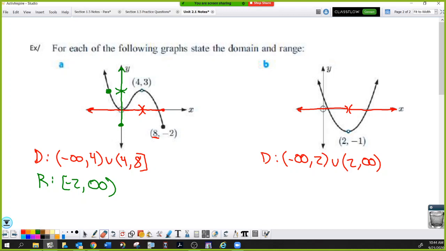Now this one's range tries to begin at this y value, but it doesn't actually hit it because of the open dot. But it does cover everything above it. So its range would try to begin at -1, but cannot actually hit it, and then shoot up to infinity forever.